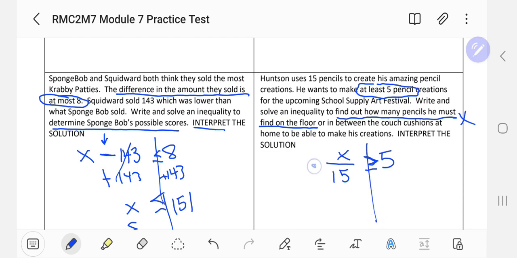So we're going to now solve this, multiply by 15, and we get that he's going to need to have at least 75 pencils if he wants to make at least 5 creations. So when we interpret it, we'll write a sentence that says Hudson needs to find at least, no less than, 75 pencils if he wants to make enough creations for the art festival.